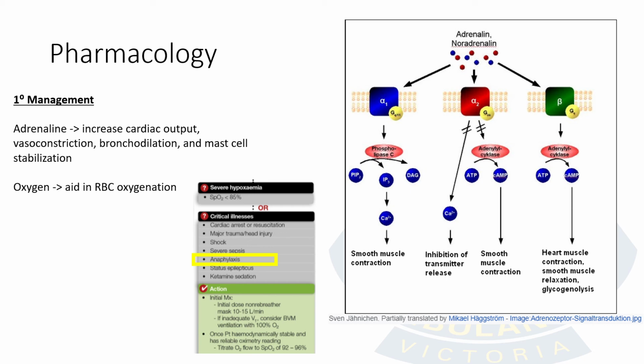I've included a part of the oxygen guideline where anaphylaxis is included as a critical illness and states patients should receive high flow oxygen to begin with. Please note that during COVID times, managing with high flow oxygen does increase risk of it becoming an aerosol generating procedure.